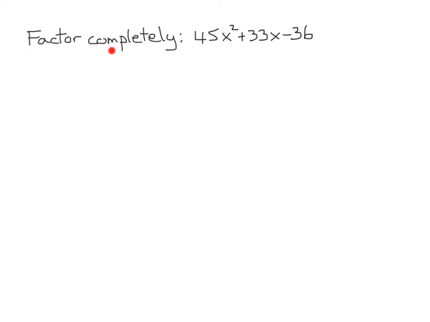In this problem, we need to factor completely this trinomial here. And notice the numbers are fairly large in this, so we hope there's a greatest common factor. And after looking around, we notice that 45, 33, and 36 are all divisible by 3. So at least I can pull out a greatest common factor of 3.